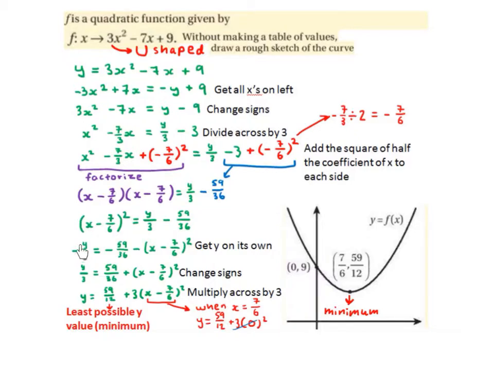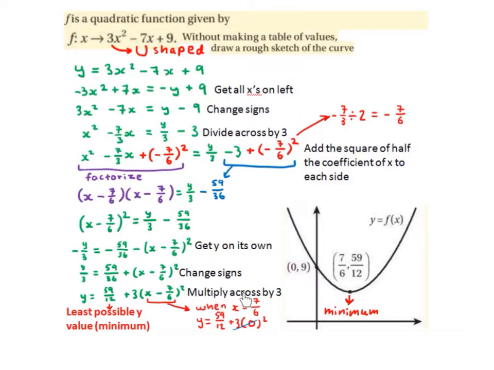So we have minus y over 3, but we want positive y over 3, so we need to change the signs. So minus y over 3 becomes y over 3. Minus 59 over 36 becomes 59 over 36. And minus x minus 7 over 6 squared becomes plus x minus 7 over 6 squared.